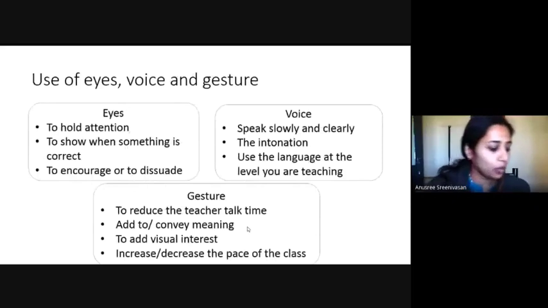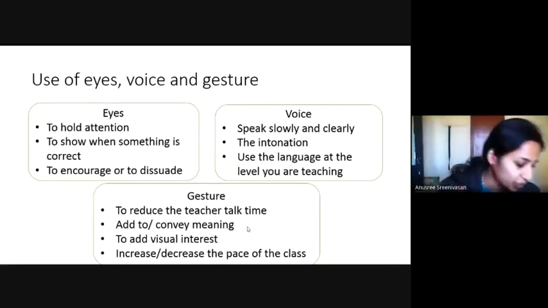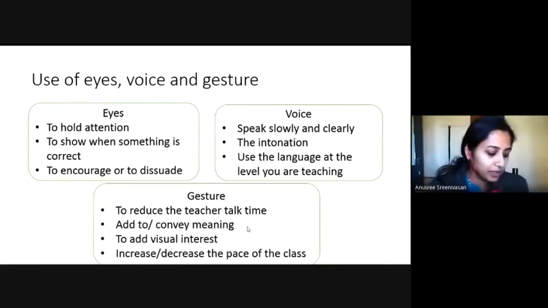There are a number of things that you can use in terms of classroom management, and they include, though they are not limited to, the use of your eyes, the use of your voice, and your gestures. Let's see how each of them can be used in the management of a classroom. Starting with your eyes, they can be used in a number of ways to hold attention.